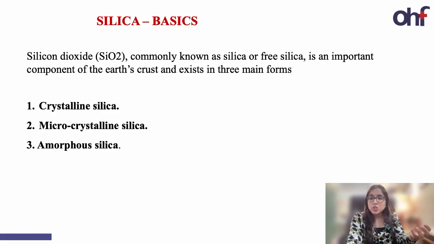So silica is actually silicon dioxide. Silicon dioxide is commonly known as free silica. And as I said, it's a component of the Earth's crust. There are three main forms of silica or silicon dioxide. The first is crystalline silica, the second microcrystalline silica, and the third amorphous silica. And as you can judge by the name, it really is the geometry of the particles and the size of the particle that is determining the various types.